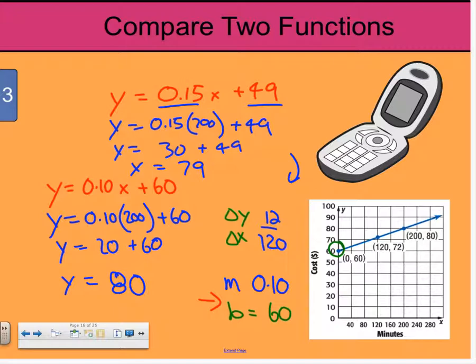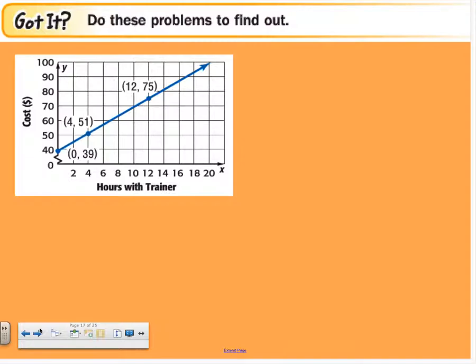All right, I want you to try this example, the guided example, on the next page, page 313. Try that one for yourself.